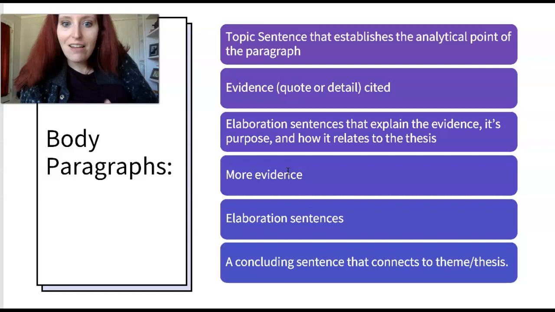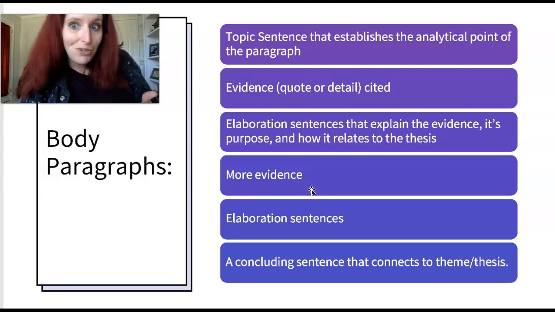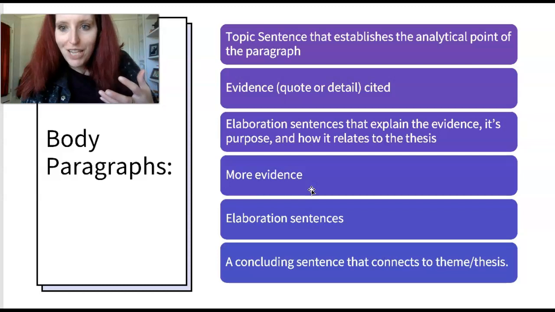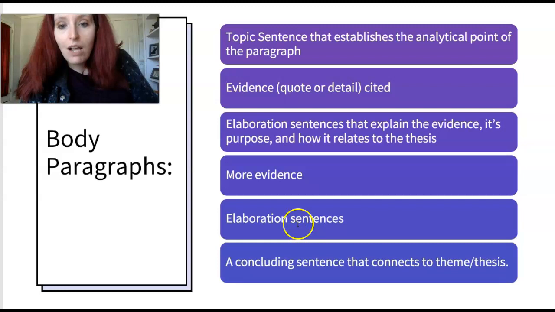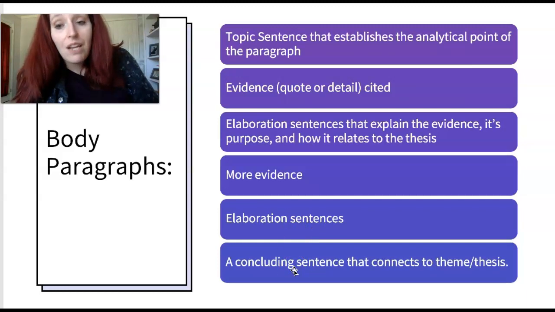Then after you do that, you can provide more evidence, and you should have more evidence. You should have more than one piece of textual evidence in a literary analysis. You should probably have a couple or three, and they shouldn't be longer than a sentence or two. No blocked quotes. If I wanted to read that much text, I'd just read the book. So more evidence, more elaboration, and then a concluding sentence that connects back to your theme or your thesis statement.